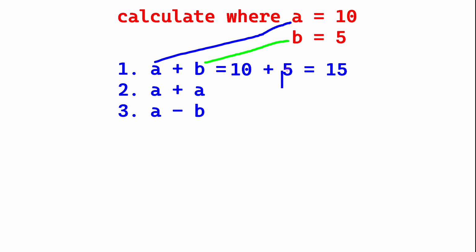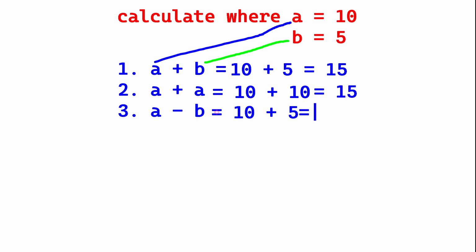If you wanted to solve the second one, that of course is going to be 10 plus another 10, because 10 is A and the second 10 is A, and you definitely know the answer is going to be 15. And if you had to solve the third one, again we have A, in this case 10, plus, you should know what B represents, 5, and then we simply get 15.